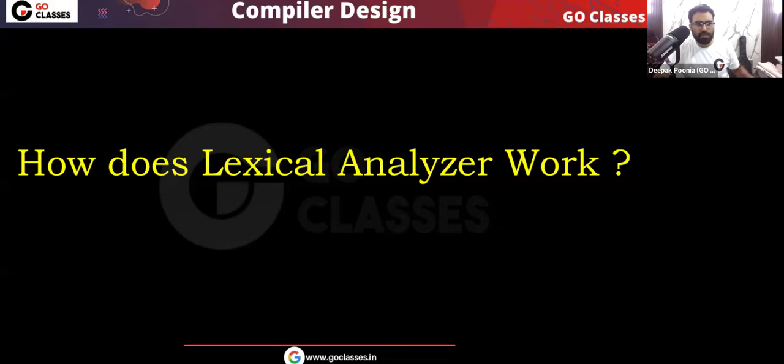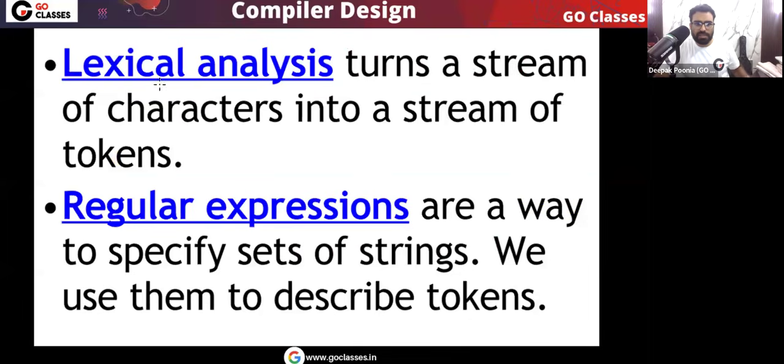Okay, so let's start. How will the lexical analyzer work? Lexical analysis is a process which will convert our character stream into a stream of tokens. We already know this. And remember regular expressions from the theory of computation subject.